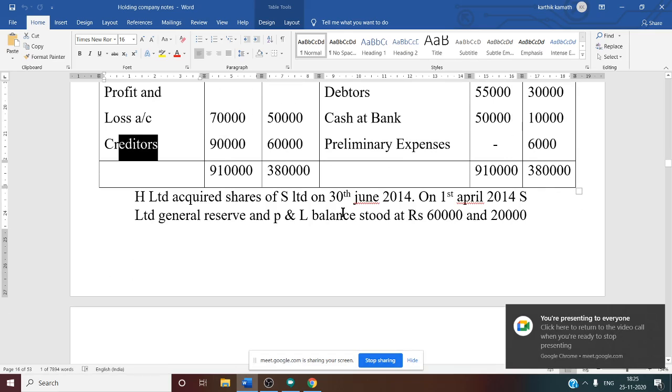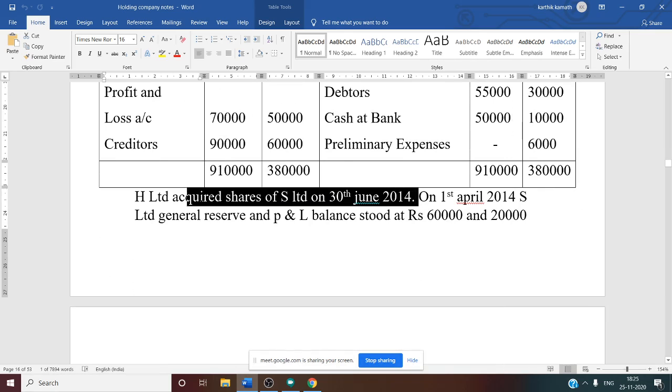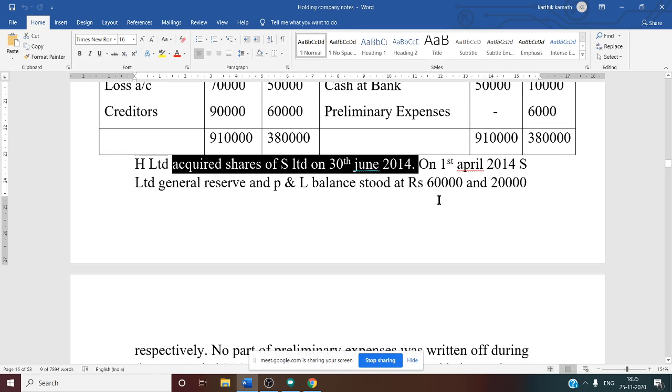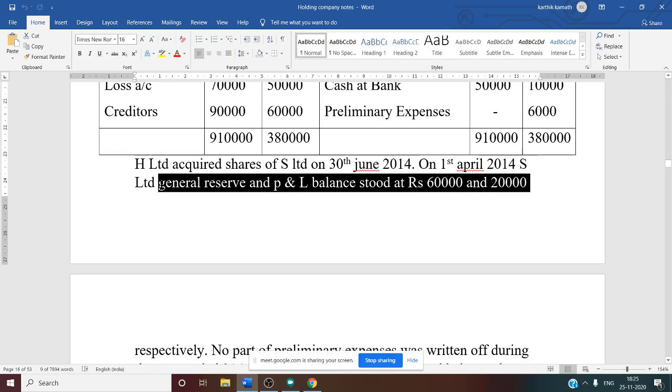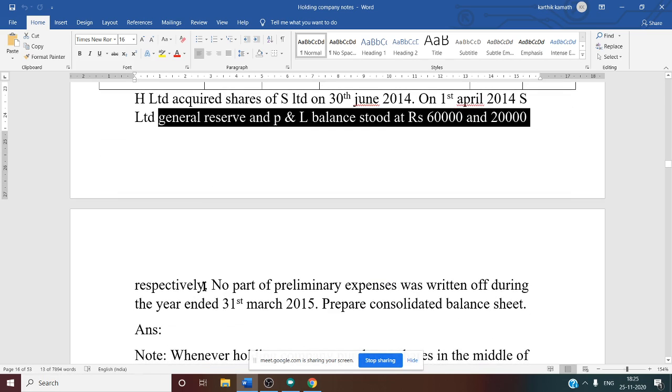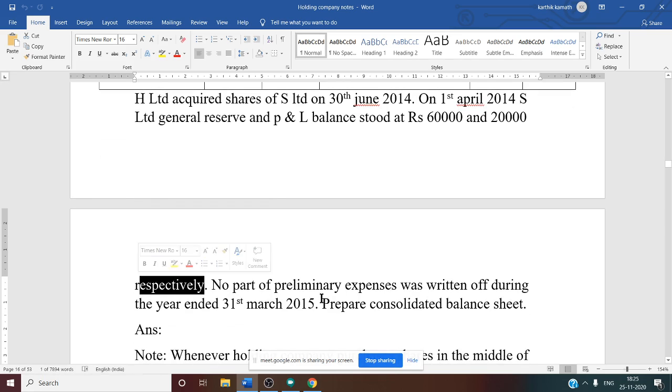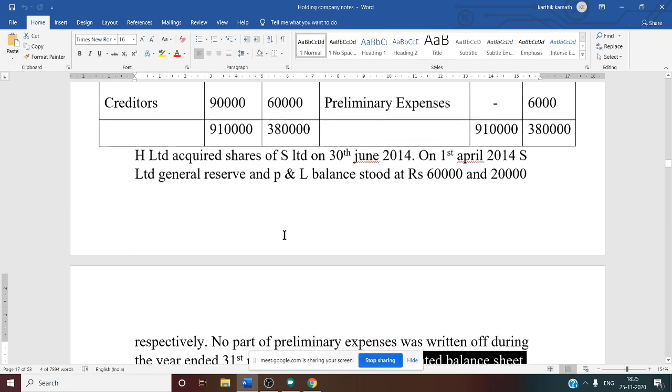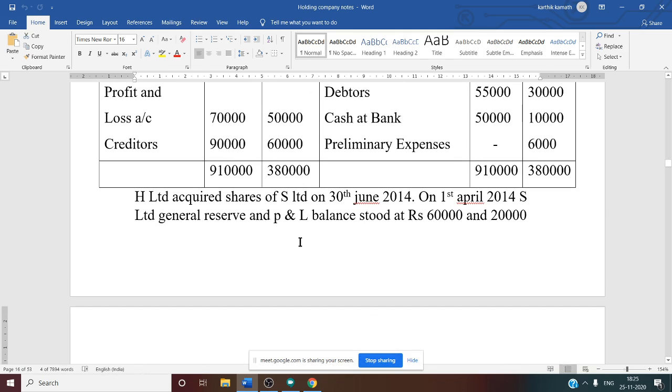H Limited acquires the shares on 30th June 2014, and on 1st April 2014, S Limited's general reserve and P&L balance stood at 60,000 and 20,000 respectively. No part of the preliminary expense was written off during the year ended 31st March 2015. Prepare the consolidated balance sheet. So if you see the adjustment here, what is the acquisition date?